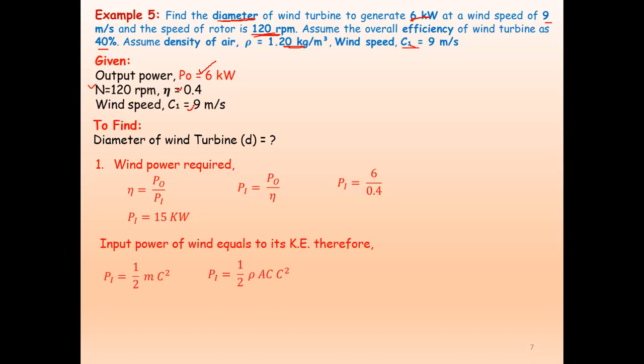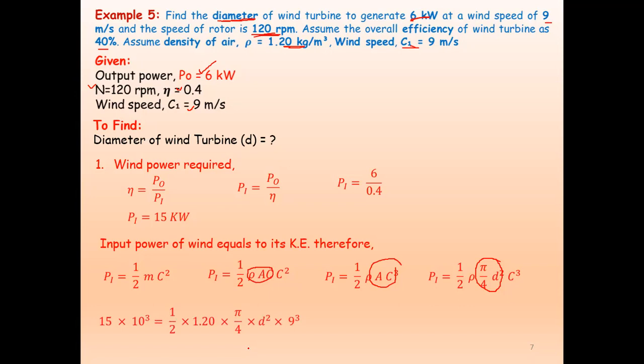Okay, so it is 1/2 m, and m is nothing but rho AC, that is nothing but the density into volume. It is nothing but the mass. So it becomes 1/2 rho AC cube. Now here area again is pi by 4 d square. So I have taken this pi by 4 d square. You can take pi r square or pi by 4 d square, anything.